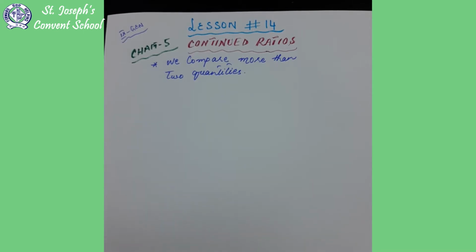Chapter 5 we've started. We have done ratios, we have done proportions, direct and inverse proportion. Now we will do the continued ratio. We have already done simple ratio. Now we are going to do continued ratios today.